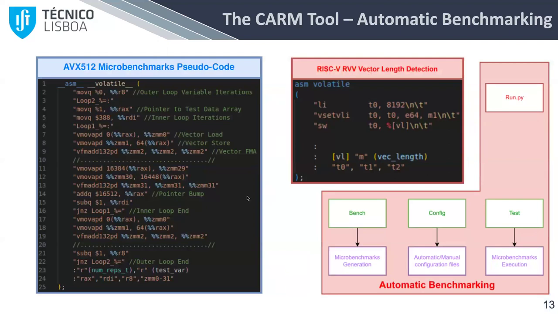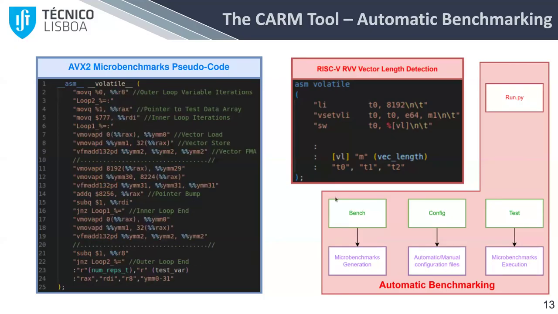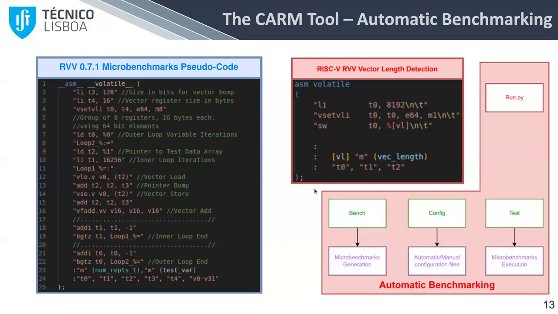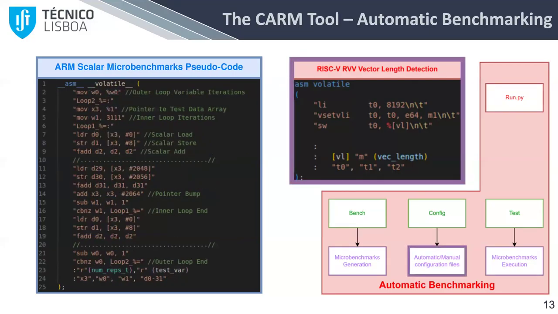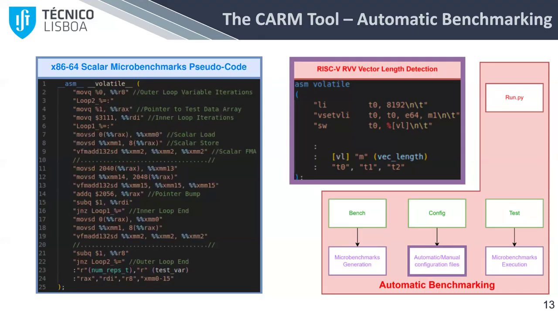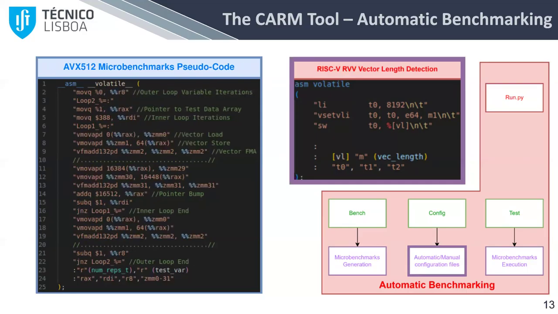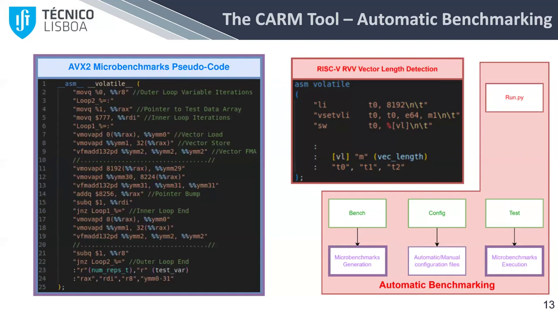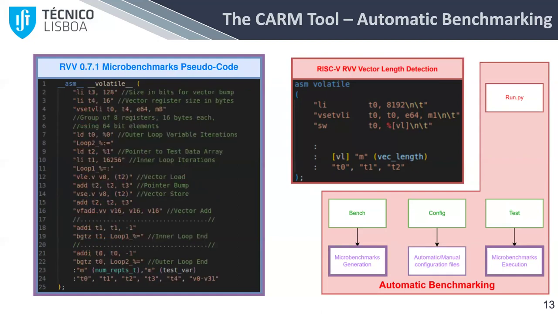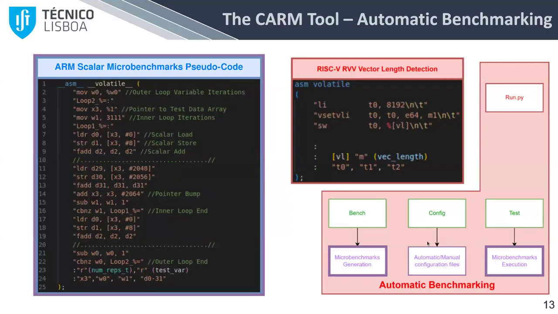So first, to facilitate the utilization, the CARM tool automatically detects the more important aspects of your system, like you just saw now with the cache sizes, but even the maximum supported RVV vector length in a RISC-V system, for example. And this is all done by the files in the configuration folder. However, you can also manually provide these details. And these details are then used to generate the different necessary benchmarks to build the CARM model. And as you can see in this GIF, some examples of those various microbenchmarks for different ISA extensions are automatically generated and executed thanks to these two modules here, which I will talk more about later.